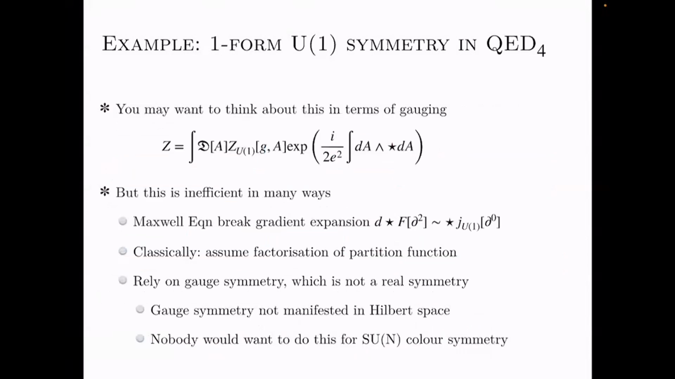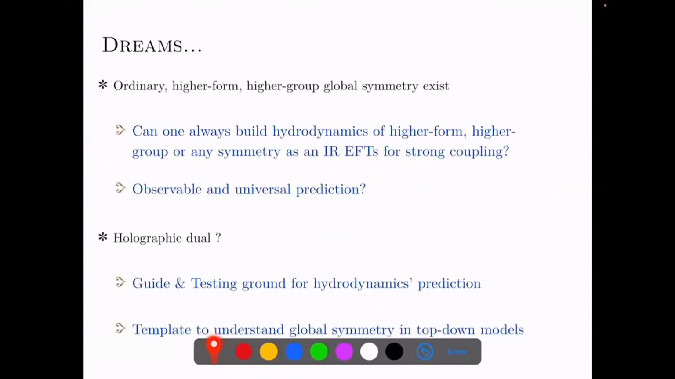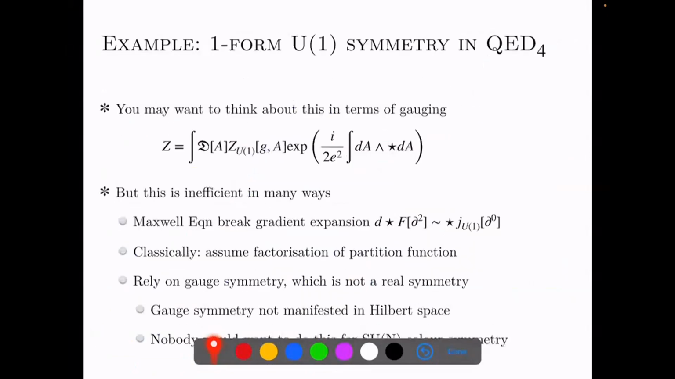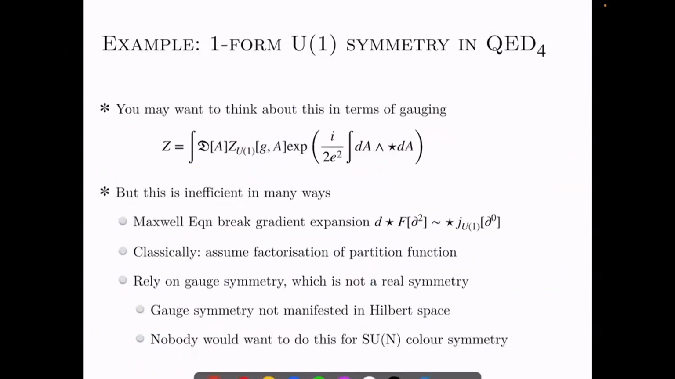Okay, so you may want to think about this in terms of gauging. Let's say you have a U1 symmetry and you want to couple it to some Maxwell theory, taking these two systems separately. You have the usual U1 fluid that we talked about here, and then you just gauge that. There's nothing wrong with that, you can do it perfectly fine. But I would say that it's not quite an efficient way to do it. First of all, when we look at the Maxwell equation, by doing that, it kind of breaks the gradient expansion, right?